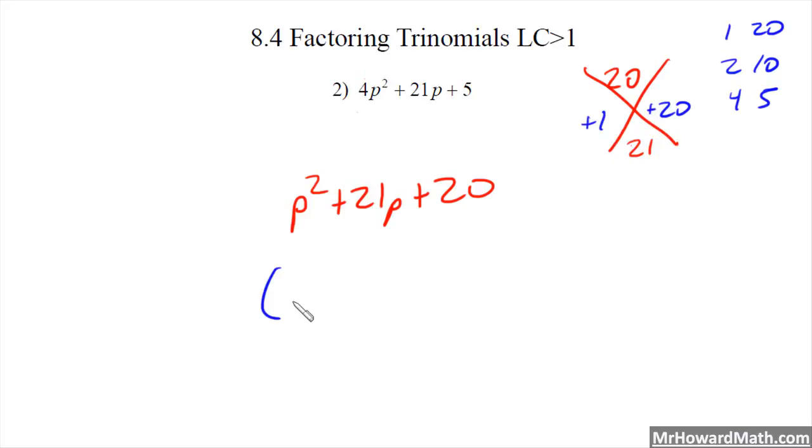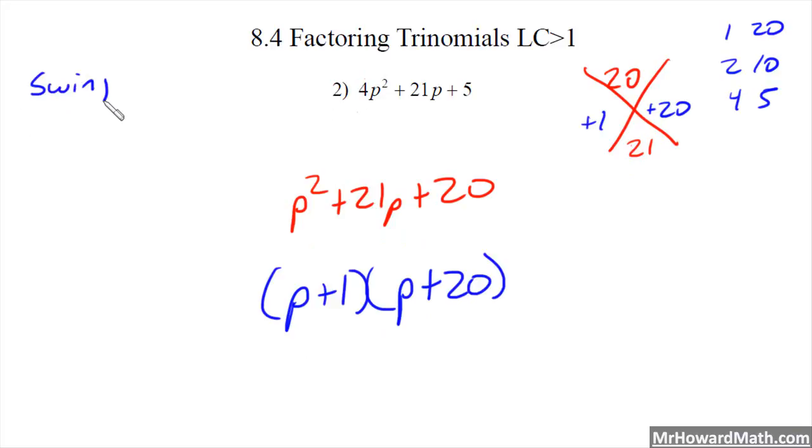So this part right here factors to, just like last time, p plus 1, p plus 20. Now that's the swing part. This was called swing and, don't forget the and, divide. So we swung the 4 over. That's where the swing part of the name comes from. Now we have to divide by it. So whatever number you swing over, in this case a 4, you have to divide this part right here by it. So divide by 4, divide by 4.